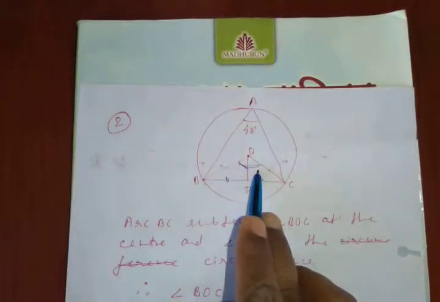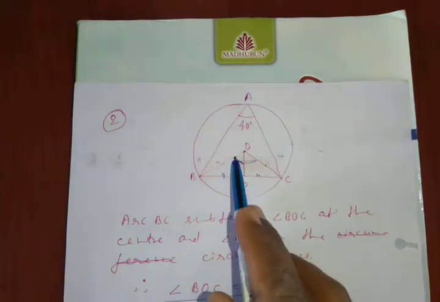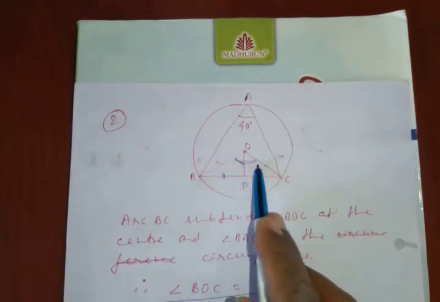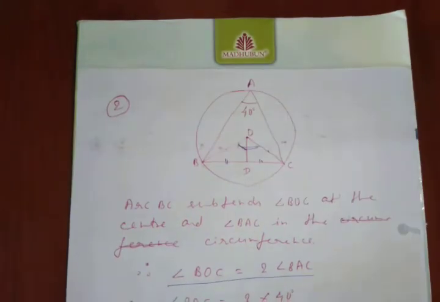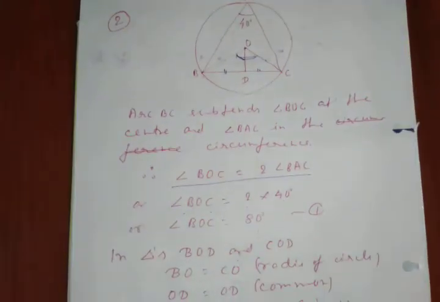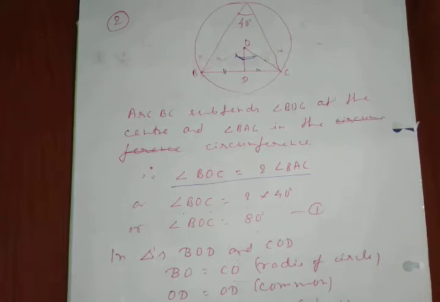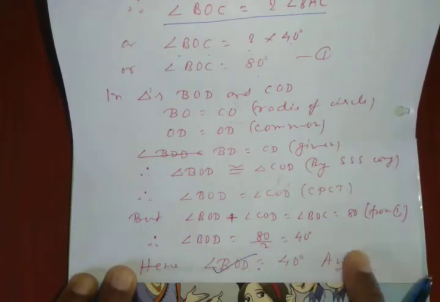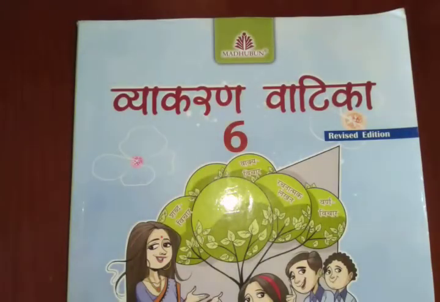These two angles are equal, and this whole angle is equal to 80 degrees. Therefore, since these two are equal, each will be equal to 40 degrees here. So angle BOD is equal to 40 degrees, and this is the answer of this question. Angle BOD is equal to 40 degrees. So this is the solution of question number 2. Then question number 3.